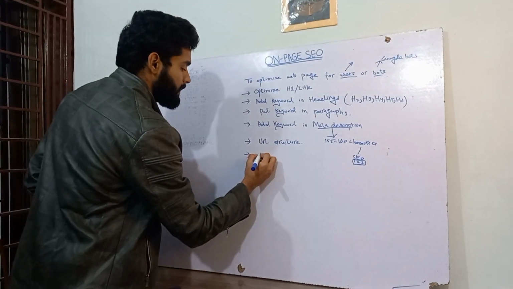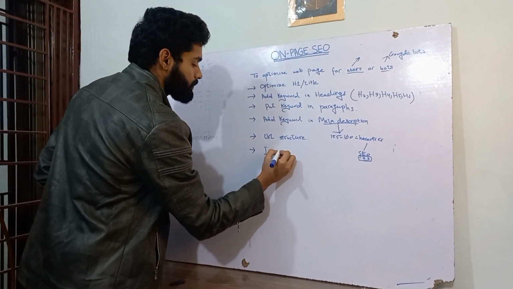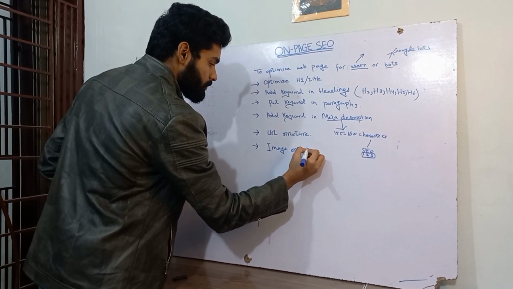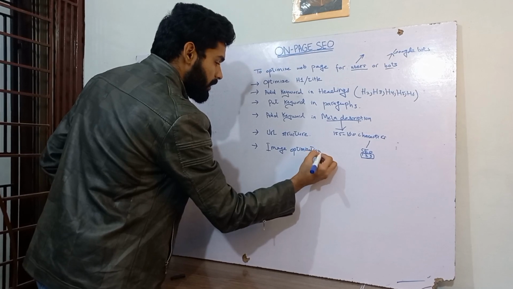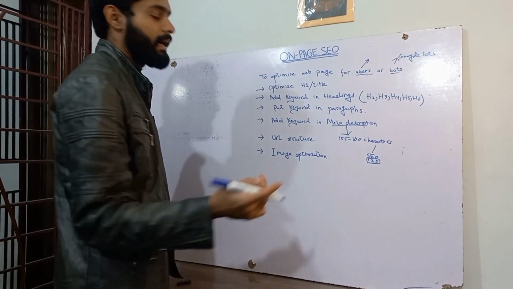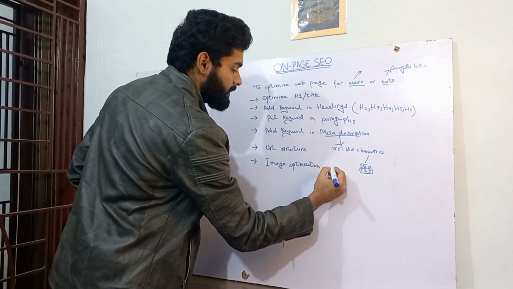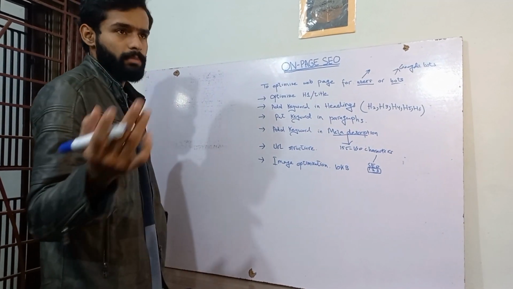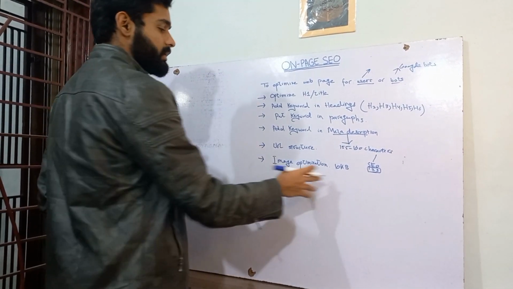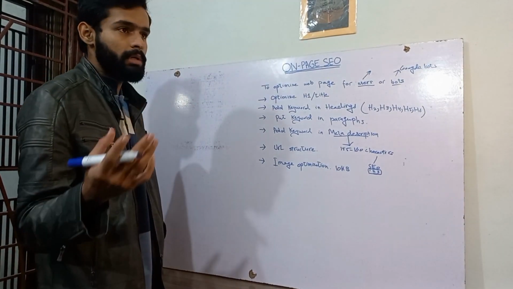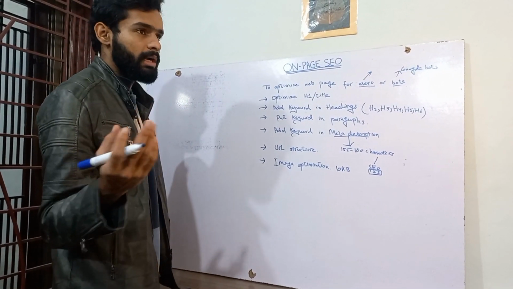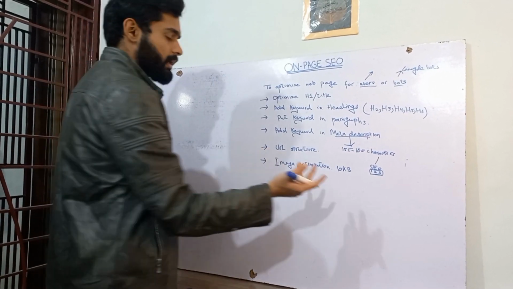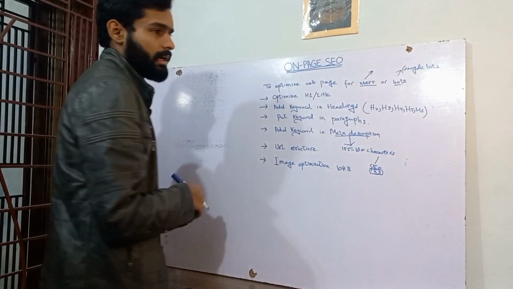Image optimization. For image optimization, you should keep the image size at least around 10 KB, not more than that. You can go higher, but it totally depends upon your strategies. If your image has good quality and you're using WP Rocket, Perfmatters and other plugins, you can easily use larger KB images.